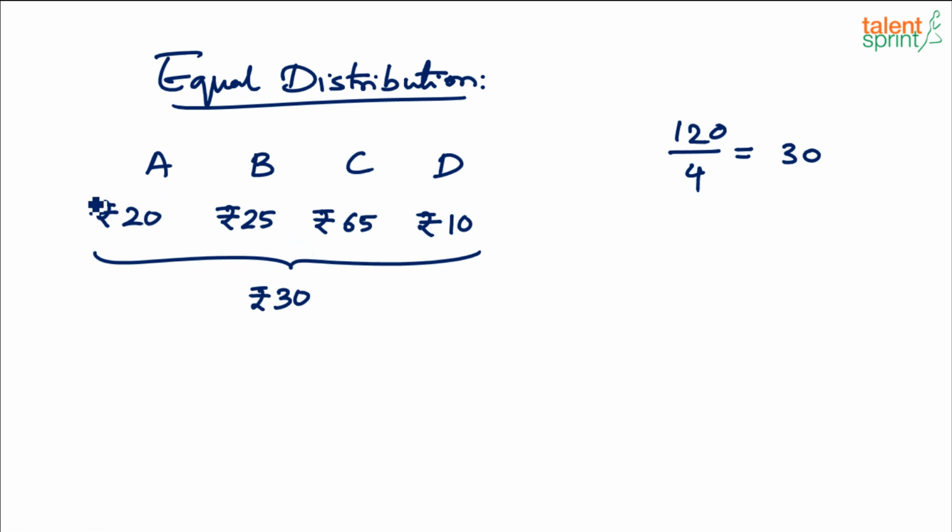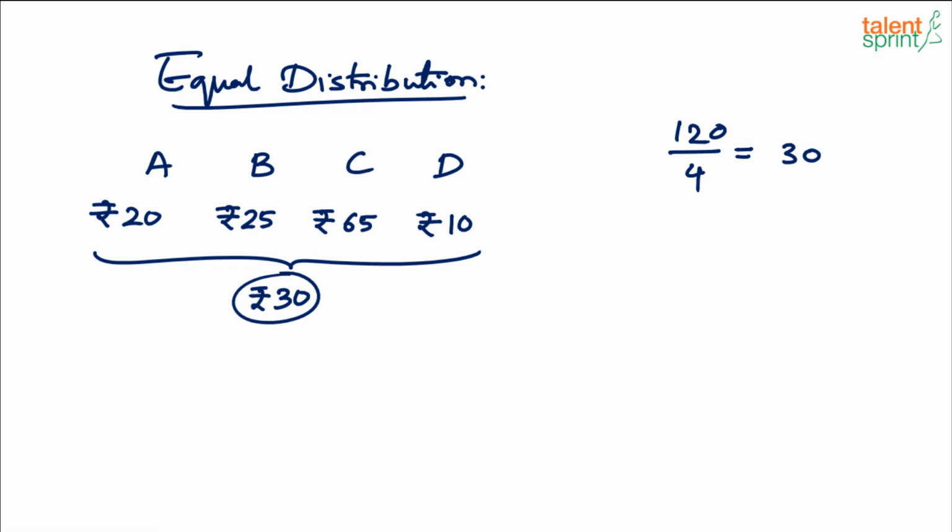Now, if you observe, A had only 20, but after the equal distribution, A gets 10 rupees more. B had only 25, but now B has 30 as per the average. C, who had 65 rupees, has lost 35 rupees in the group. Other people have got it. And D had only 10 rupees, but his value now is 30 rupees. He has gained 20 rupees from the group. So 30 rupees is the average for the group.